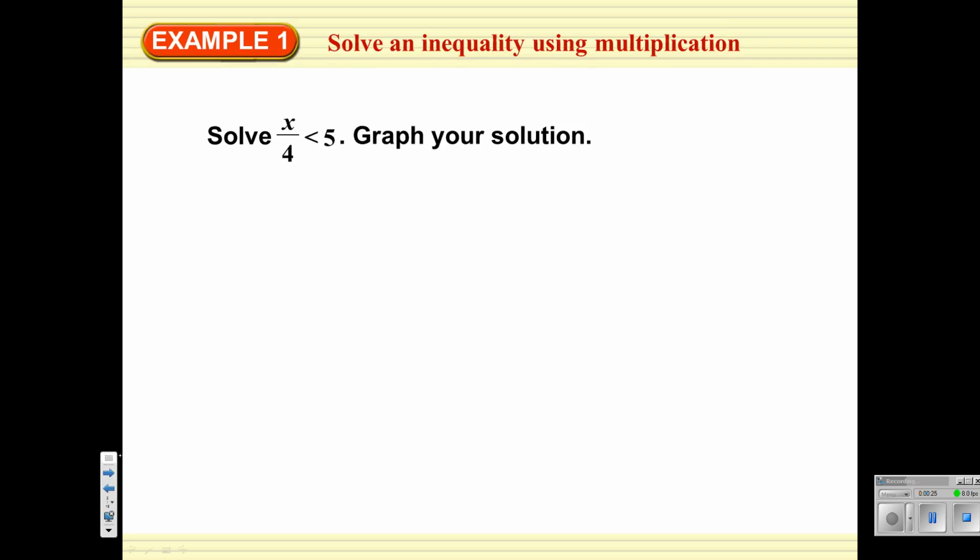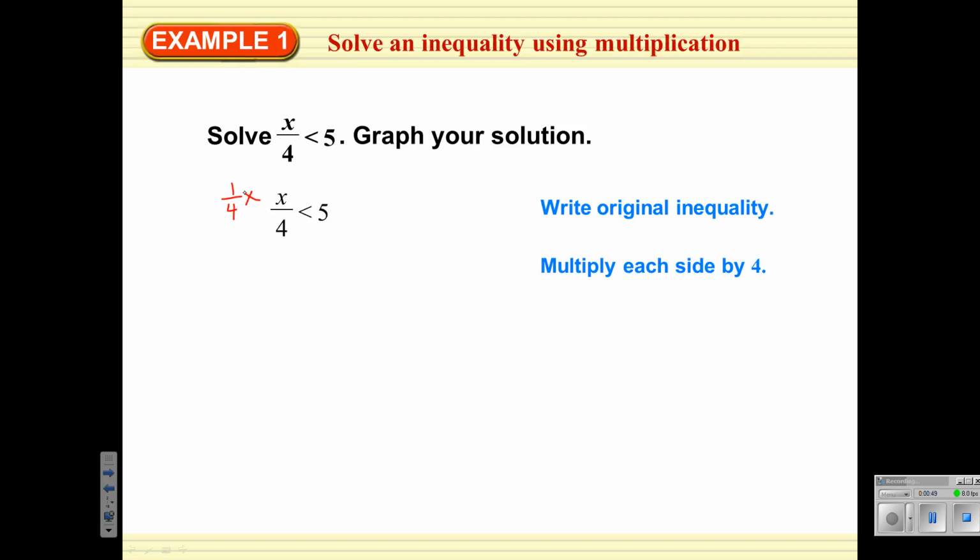Okay, all right, so just to go over how to solve an inequality using multiplication. You think x divided by 4 is less than 5. You're going to multiply both sides by 4, since x is being divided by 4. Another way to look at it is this is like 1/4 x. So again, the reciprocal would be 4 over 1. That's why we're multiplying both sides by 4. The 4's cancel out, leaving us with x is less than 20, because 4 times 5 is 20.